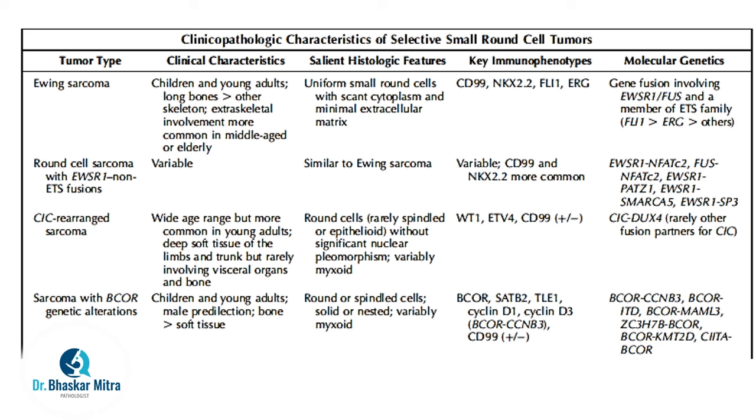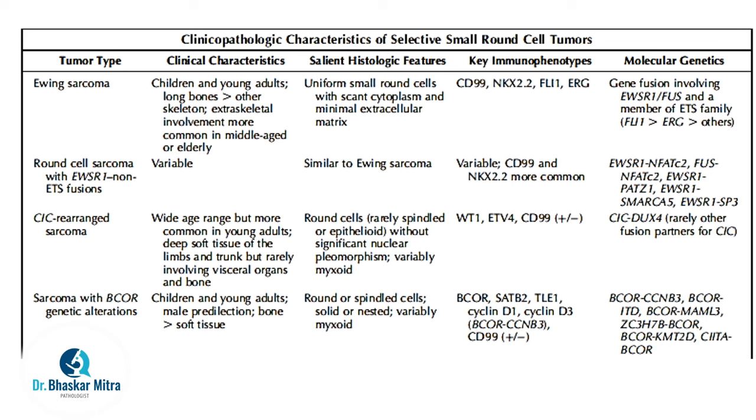Then come the CIC rearranged sarcomas. CIC rearranged sarcomas again have round to spindle shaped cells. They usually show positivity with WT1 and the ETV4 group of expressions. Next comes the sarcoma with the BCOR.